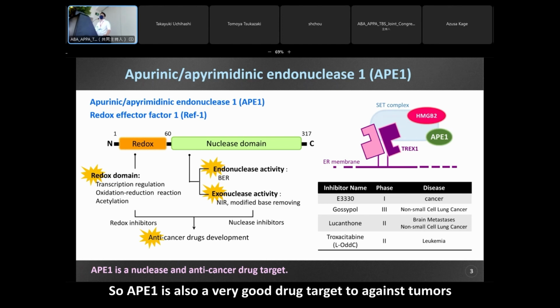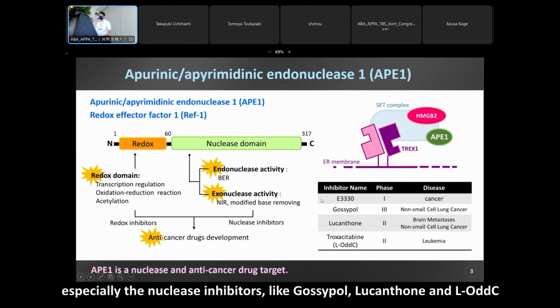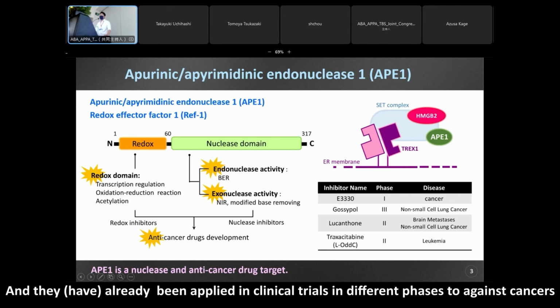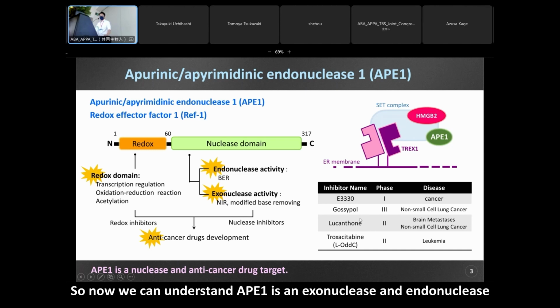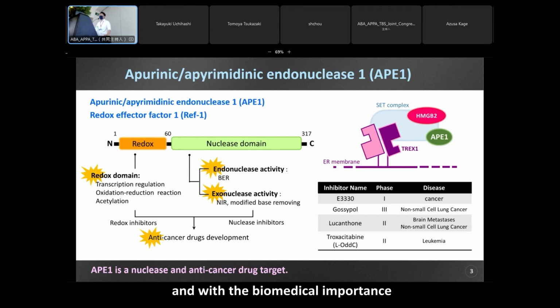So APE1 is also a very good drug target against tumors. So scientists developed a lot of APE1 inhibitors, especially nuclease inhibitors like gossypol, lucanthone, and LODDC. And they are already applied in clinical trials in different phases against cancer. So now we can understand APE1 is an exonuclease and endonuclease, with biomedical importance.